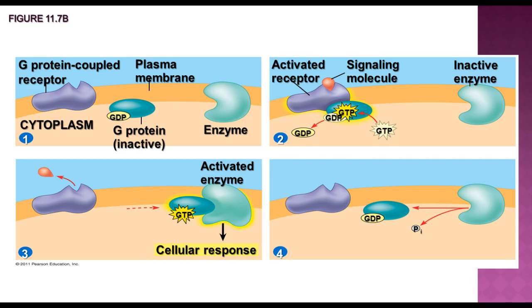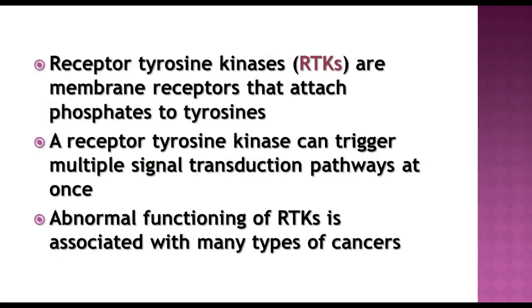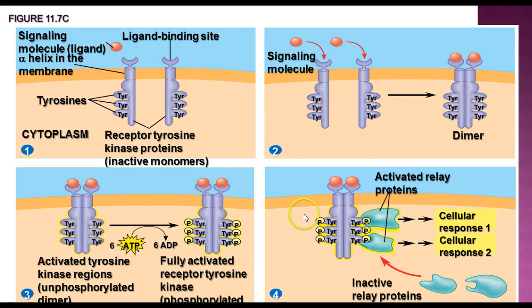There's another group called receptor tyrosine kinases, or RTKs, and these are membrane receptors that attach phosphates to tyrosine. Tyrosine is one of the amino acids that's found in proteins. These can trigger multiple pathways at one time because they have multiple sites that can be activated. There are a lot of cancers that are related to deficiencies or defects or mutations in the signaling of the RTKs.